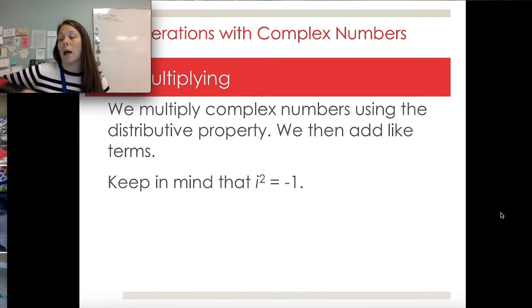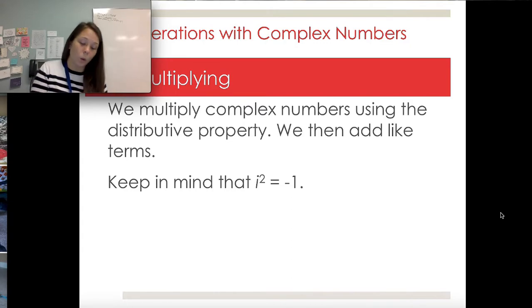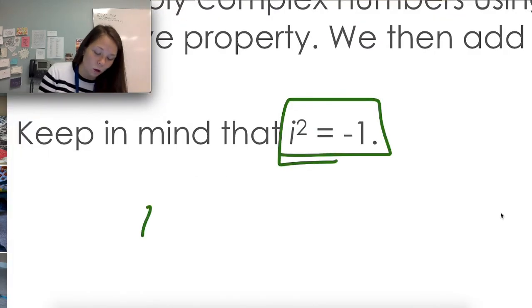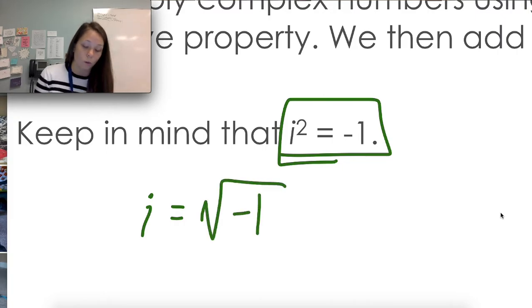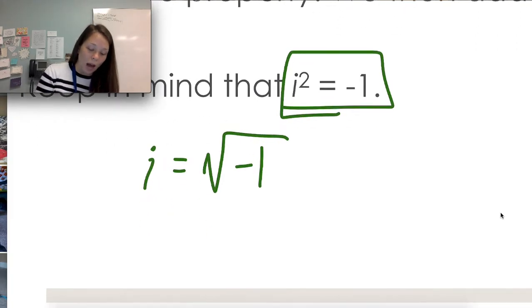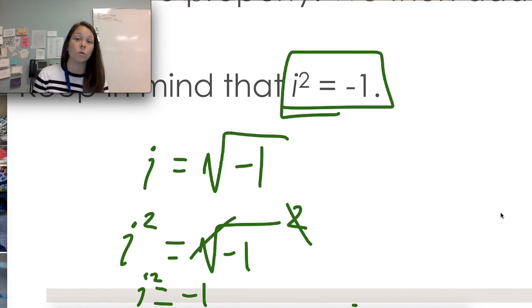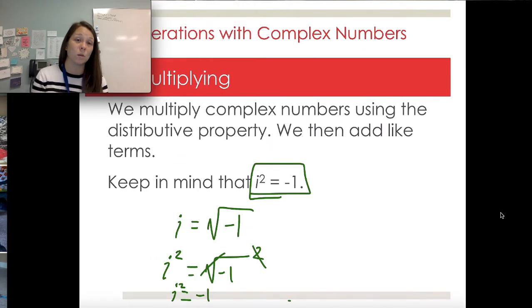Now let's talk about multiplying. Multiplying is very similar to what we would do with our variables, except that when we have an i squared, we need to keep in mind that that's really -1. The reason why it's -1 is because normally i is the square root of -1. And when I square i, I would also be squaring the square root of -1. Inverse operations, this simplifies down to just being -1. So i squared just equals -1. So that's going to be the important one to keep in mind.